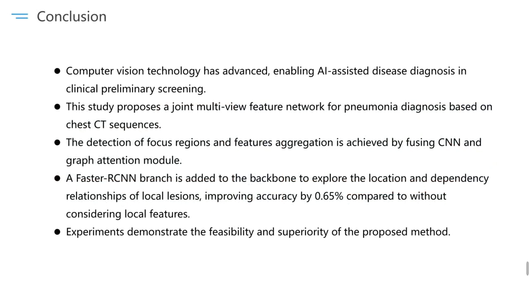The final part is the conclusion. Our study presents a joint multi-view feature network for automatic pneumonia diagnosis using chest CT sequences. By incorporating a Faster RCNN branch and a graph attention model, we effectively detect focus regions and aggregate features, considering the location relationship and dependency relations of local lesions.